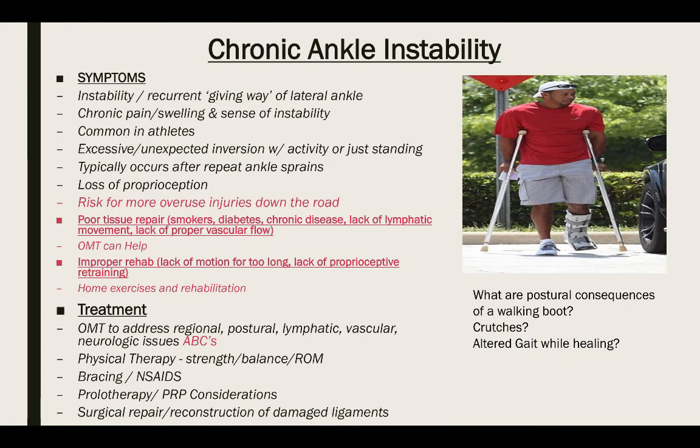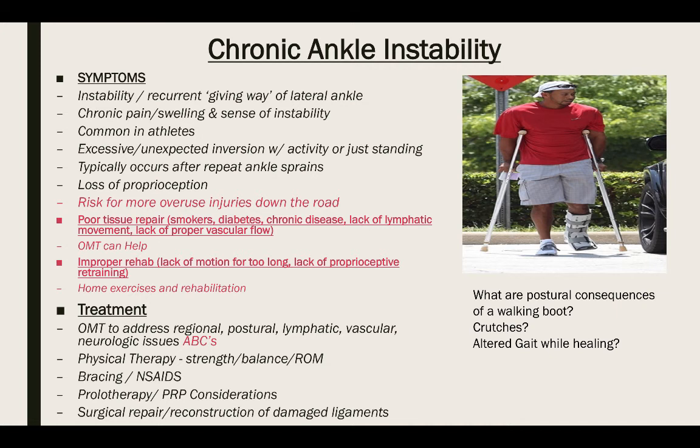Chronic ankle instability is a big problem, and some of you may know this if you've had a lot of ankle sprains in the past. You can get instability. You sprain your ankle over and over again. Very common in athletes who have had a lot of sprains. You get loss of proprioception, so you don't know where your ankle is in space, and you sprain it again, and those ligaments are never the same. And these people who have a lot of chronic ankle sprains are at much higher risk for overuse injuries down the road, earlier arthritis, and earlier injuries, which is a big problem.